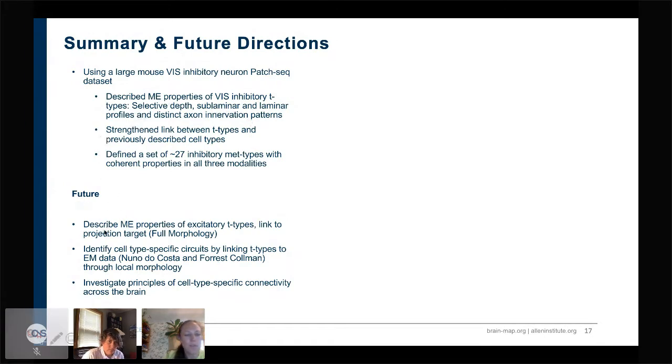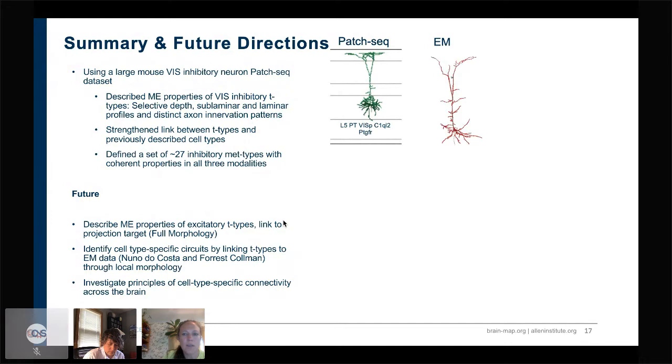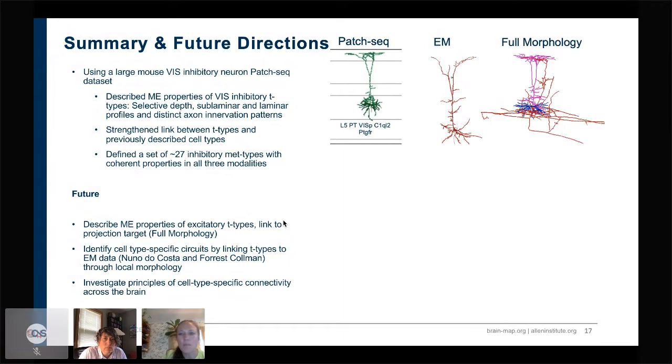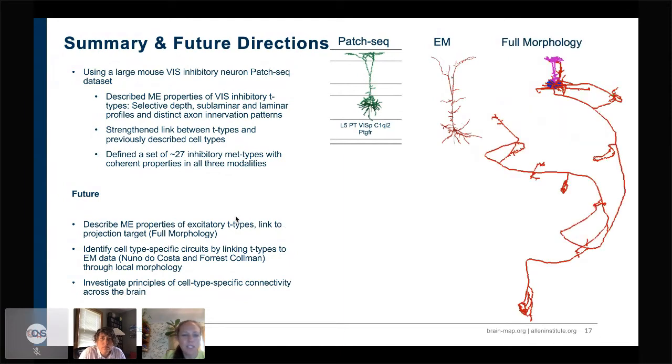So our future work will be focused on describing the ME properties of excitatory T-types, such as this one I'm showing here. And then we're really looking forward to trying to link T-types to our other data sets that we're collecting here at the Institute, such as our full morphology data set. And then we want to identify cell type specific circuits by linking T-types to the EM data that Nuno and Forrest will be talking about later in the talk.